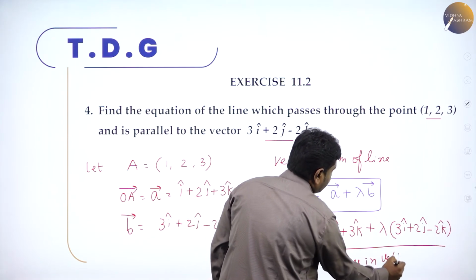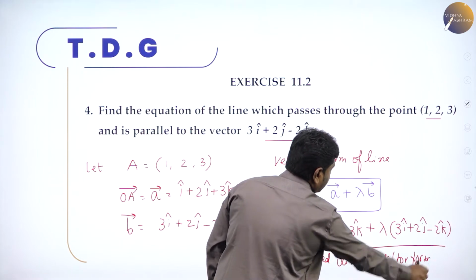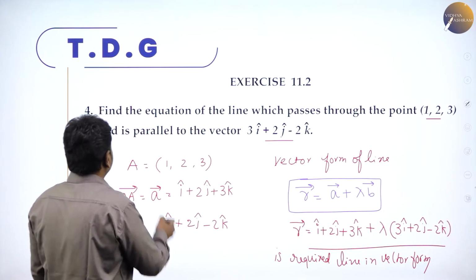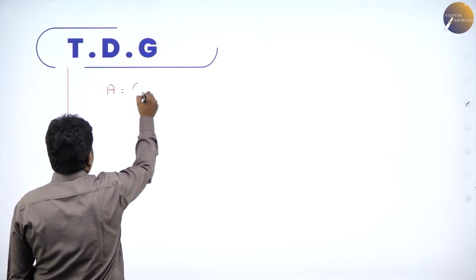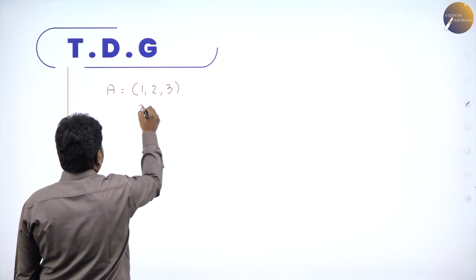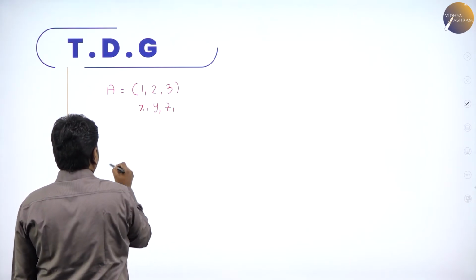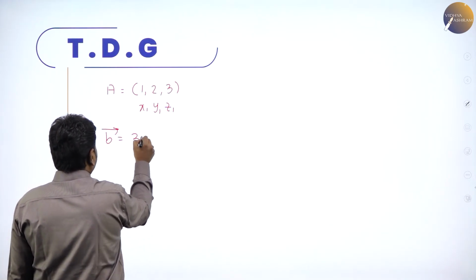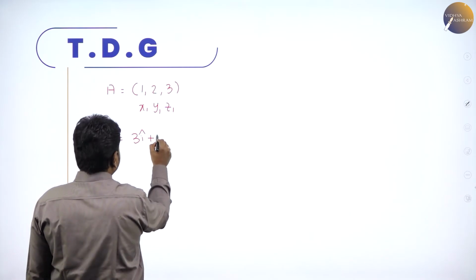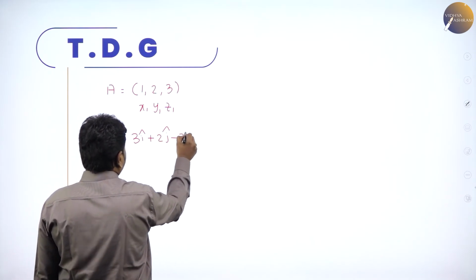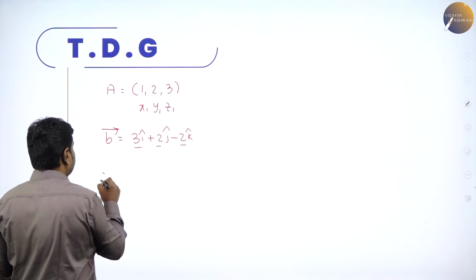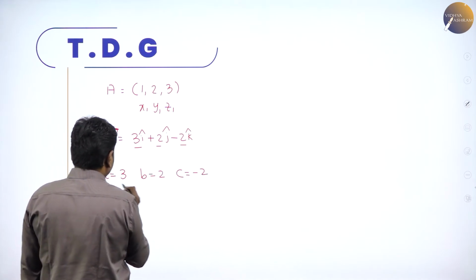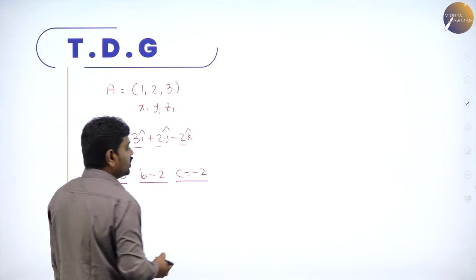For the same line, you can write the Cartesian form. What is the given point? The point is 1, 2, 3. So point A is 1, 2, 3. In Cartesian form, we call it x1, y1, z1. They gave the parallel vector 3, 2, minus 2, that is 3i cap plus 2j cap minus 2k cap. In the parallel vector, the direction ratios are a is 3, b is 2, c is minus 2. These are the direction ratios of the parallel vector.